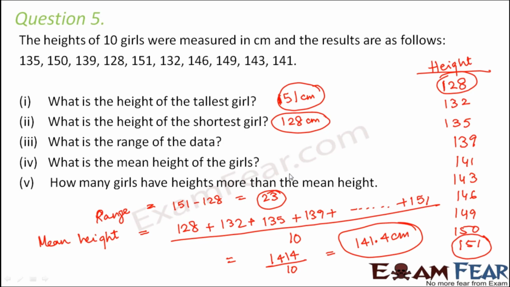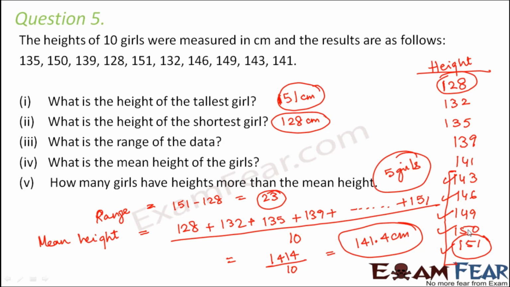How many girls have heights more than the mean height? So how many heights are greater than 141.4? All the heights starting from 143. All these heights, that is 1, 2, 3, 4, 5. So there are 5 girls who have a height greater than the mean height. So these are the girls 1, 2, 3, 4, 5. Their heights are greater than 141.4 centimeters.